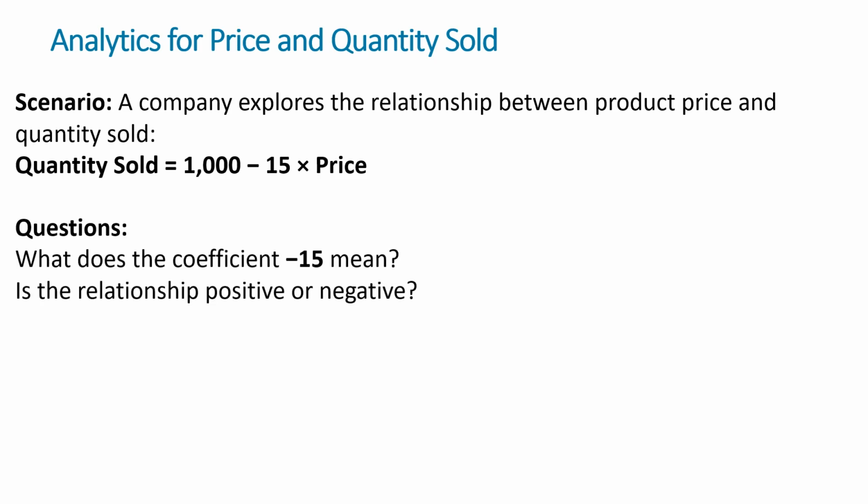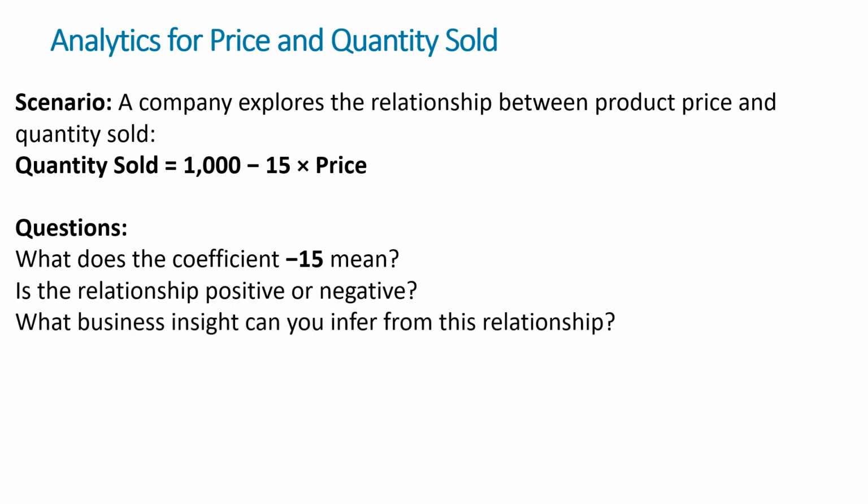So, what does the coefficient negative 15 mean? Negative 15 means we have a negative impact on quantity sold. If the price increases by 1 unit, the quantity decreases by 15 units, right? So this is an inverse relationship and an inverse impact on quantity sold, right?